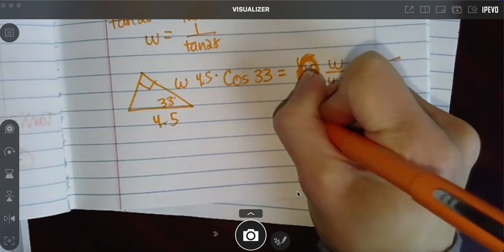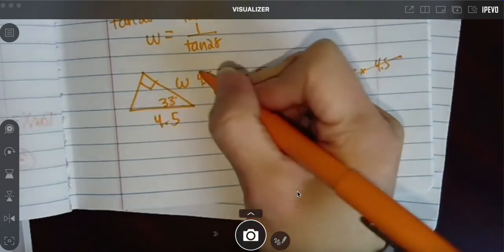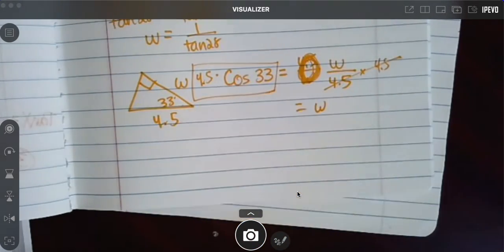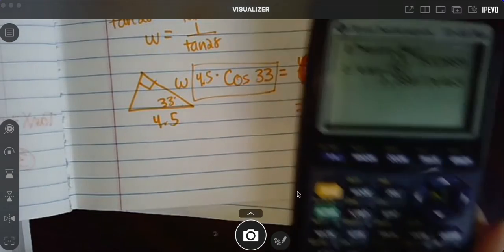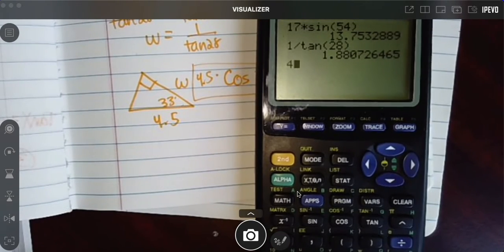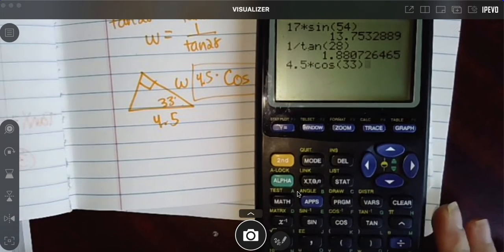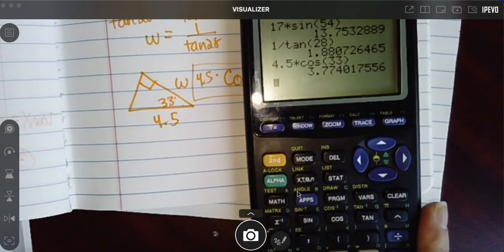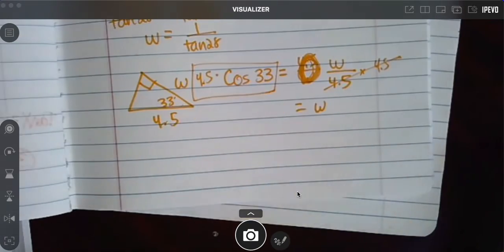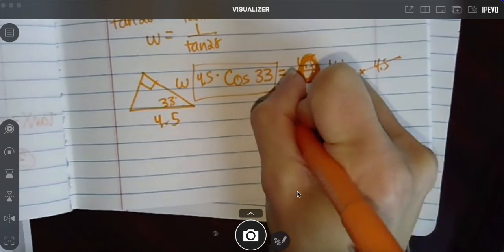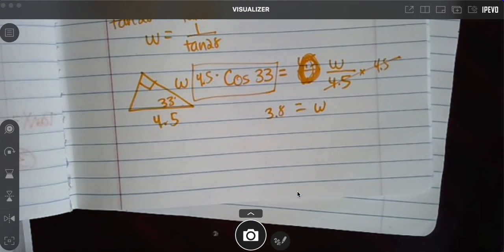We'll get our W. So I'm just going to plug all that in my calculator. 4.5 times the cosine of 33, and I get 3.8. Okay, let me make sure. Yeah, I'm good with that.